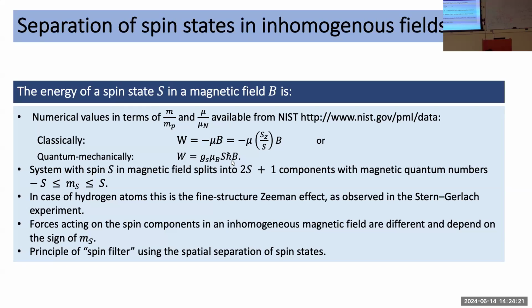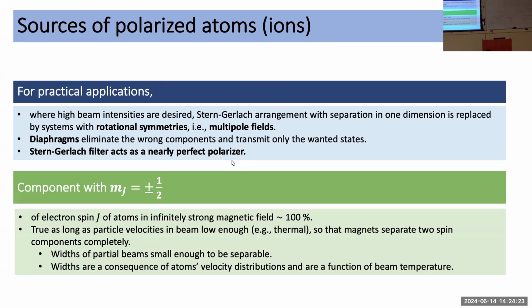And in the following, I'm basically going through this. So for practical applications, you wouldn't want a Stern-Gerlach arrangement only in one dimension. You would want something that is radially symmetric so that you can exploit the rotational symmetry of the system and use appropriate multipole fields, with diaphragms that eliminate the wrong components and only transmit the wanted states. So a Stern-Gerlach filter acts as a nearly perfect polarizer.